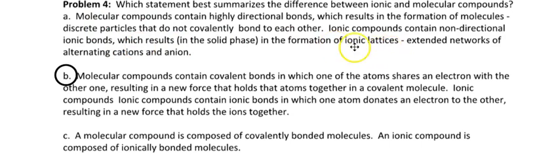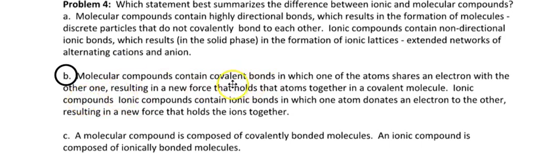All right, there is a formation of ionic lattices, which are extended networks of alternating cations and anions. All right, but what's this about the highly directional bonds? I'd hold off on that, all right? I don't really know what that means yet, okay? But look at letter B. I think this works out.